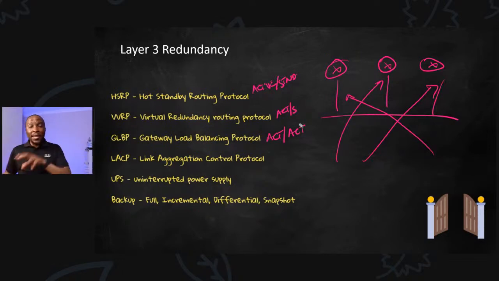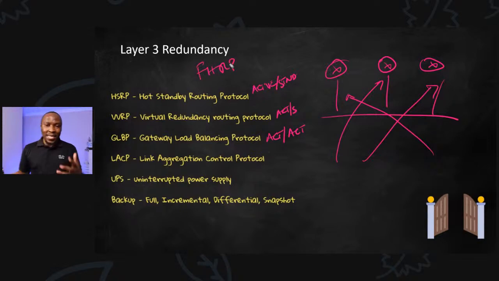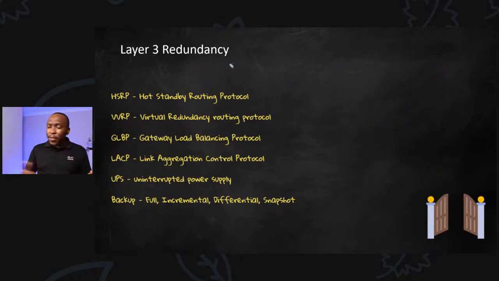So this is redundancy from a layer 3 perspective. Now we have dealt with this. These are also known as first hop redundancy protocols. So if you come across another textbook that says first hop redundancy protocol, this is what they're referring to, because it's your first hop from your PC going to your default gateway. And then the last time we spoke about LACP.